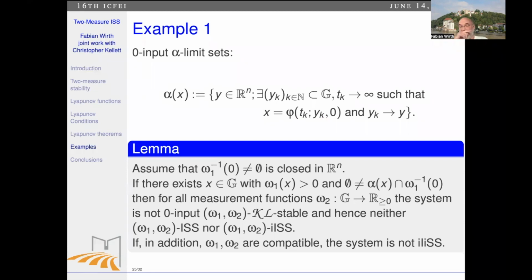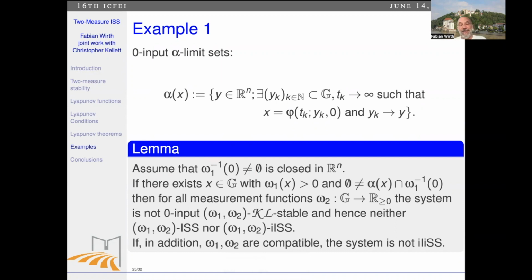Right. Okay, so that's the alpha limit set. I mean, that's standard. That's just for the sake of completeness. And so, lemma. Assume we have a zero level set of omega-1, which is not empty, and which is a closed subset of Rn. Yeah, that's not entirely obvious.